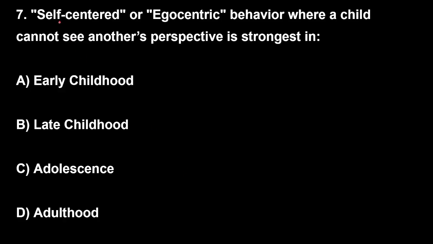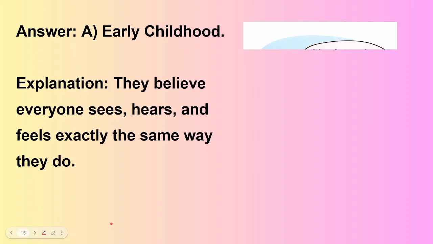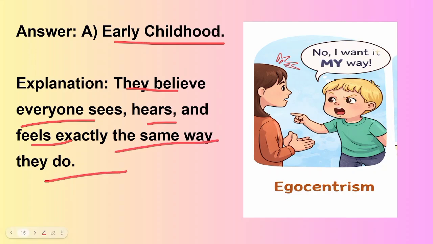Next question. Self-centered or egocentric behavior, where a child cannot see another's perspective, is strongest in early childhood, late childhood, adolescence, or adulthood. And the right answer is early childhood, because at this stage they believe that everyone sees, hears, and feels exactly the same way they do. And this is called egocentrism.